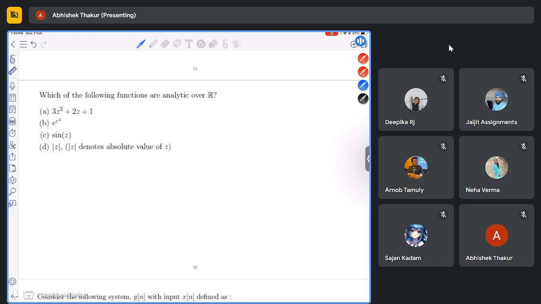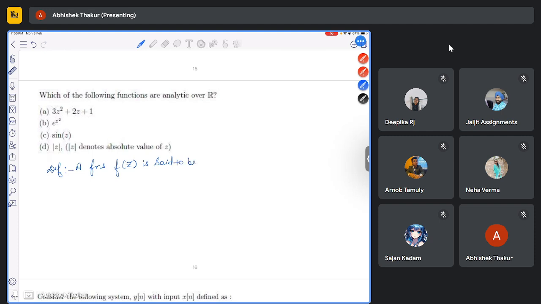Which of the following functions are analytic over the entire real values? So for an analytic function, first we'll write the definition. A function f(z) is said to be analytic in a region of the plane if f(z) has a derivative at each and every point in that region, and if f(z) is single valued at that point.